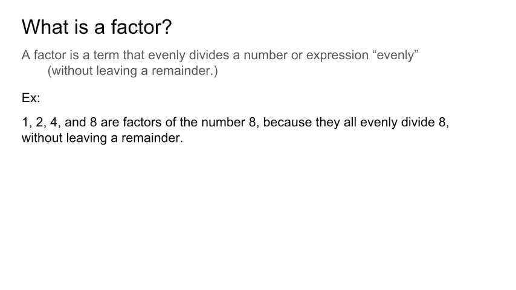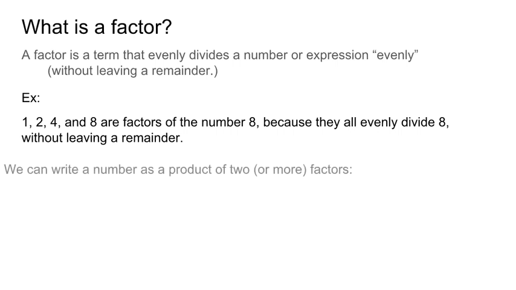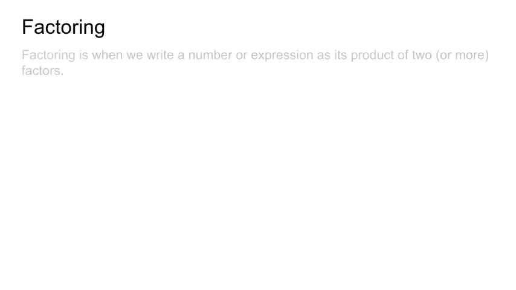So for example, 1, 2, 4, and 8 are factors of the number 8 because they all evenly divide 8 without leaving a remainder. We can write a number as a product of 2 or more factors. So 8 can be written as 1 times 8, or 8 can be written as 2 times 4. So when we're talking about factoring, that's when we write a number or expression as a product of 2 or more factors.